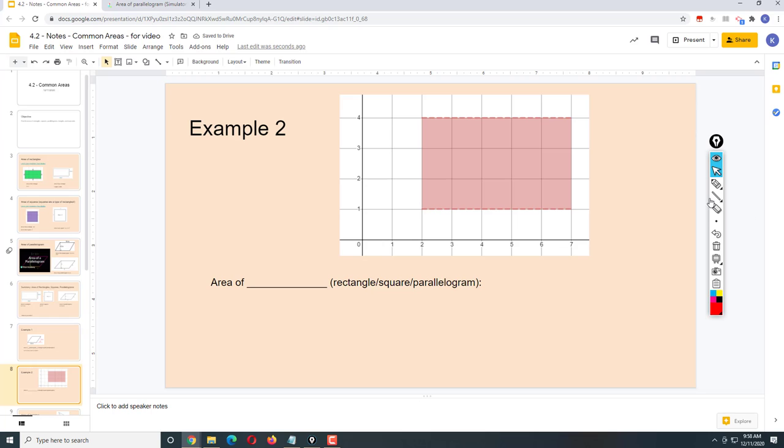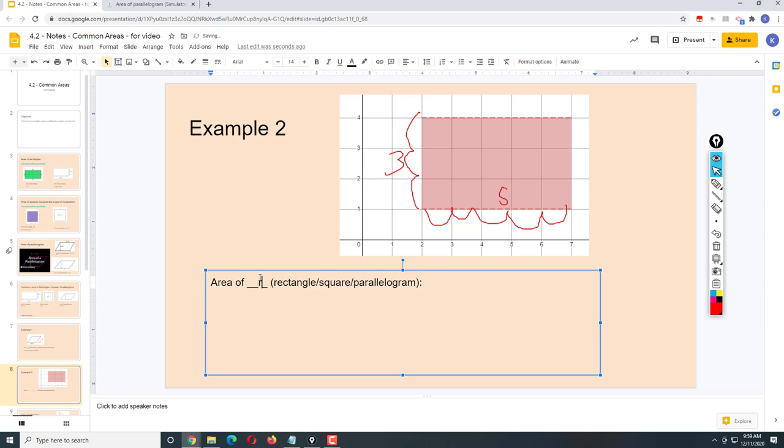For this one, the area is going to be the length, which is 1, 2, 3, 4, 5, times the width, 1, 2, 3. So the area of this rectangle has to be 5 times 3, which is 15 units squared.